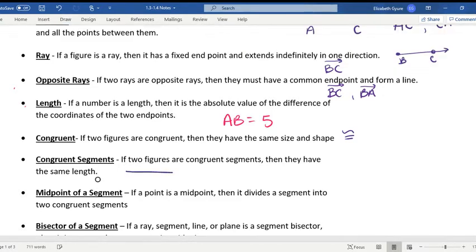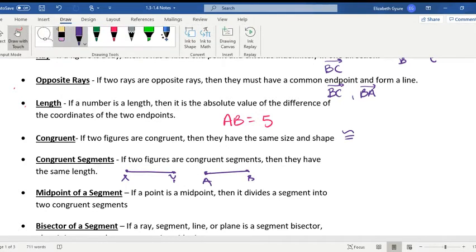Okay, so we're going to have segment XY, and we're going to have segment AB. Try to draw them about the same length. It doesn't have to be perfect. Sorry that my handwriting just severely deteriorated. My good stylus stopped working.